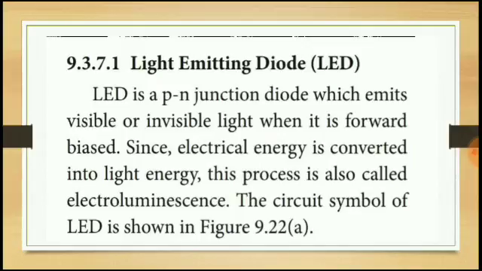Now come to the light emitting diode. An LED is a PN junction diode which emits visible or invisible light when it is forward biased. So please underline, when it is forward biased. Since the electrical energy is converted into light energy, this process is also called electroluminescence. Please underline.